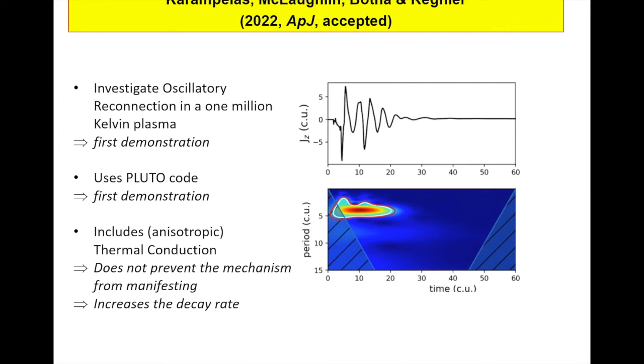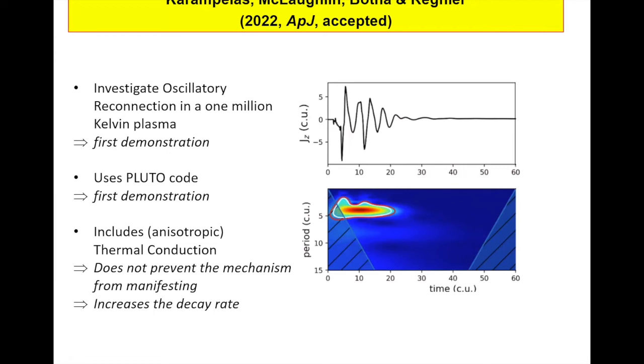And I guess I wondered if thermal conduction would suppress or kill the process. And the answer is it doesn't. So including thermal conduction doesn't prevent the oscillatory reconnection mechanism from manifesting, but it does increase the decay rate of the oscillations. And if you look at the force balance that's causing this relaxation, that makes sense. And you can read about that in the paper.